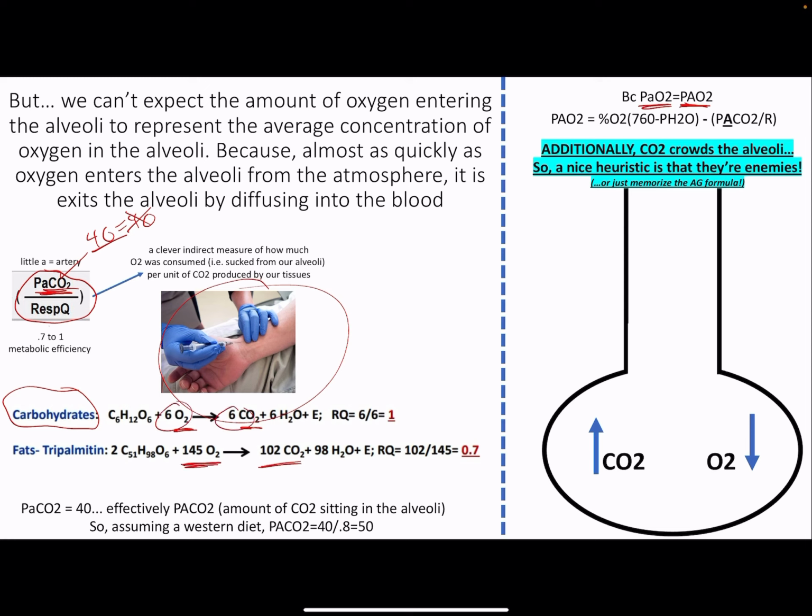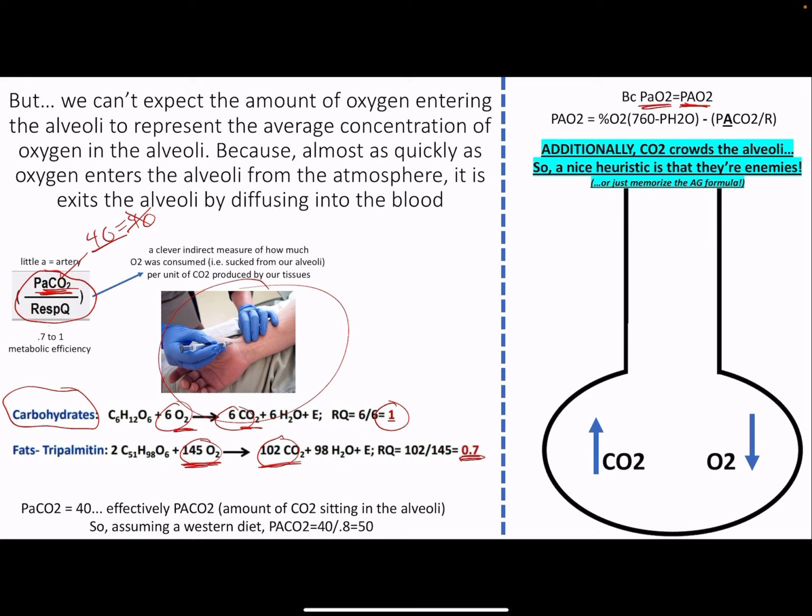Notice here, 145 with 102. So this 1-to-1 ratio gives us what's called a respiratory quotient of 1. This 102 to 145 gives us a respiratory quotient of 0.7. At the end of the day, it varies from person to person. It's going to be about 0.8 in a Western society. So 40 units of CO2 in your alveoli really means that we must have consumed 50 units of oxygen, which means 50 units of oxygen leave the alveoli. So if we have 150 units of O2 coming in and 50 units coming out, that's where the 100 units of O2 sitting in your alveoli comes from.